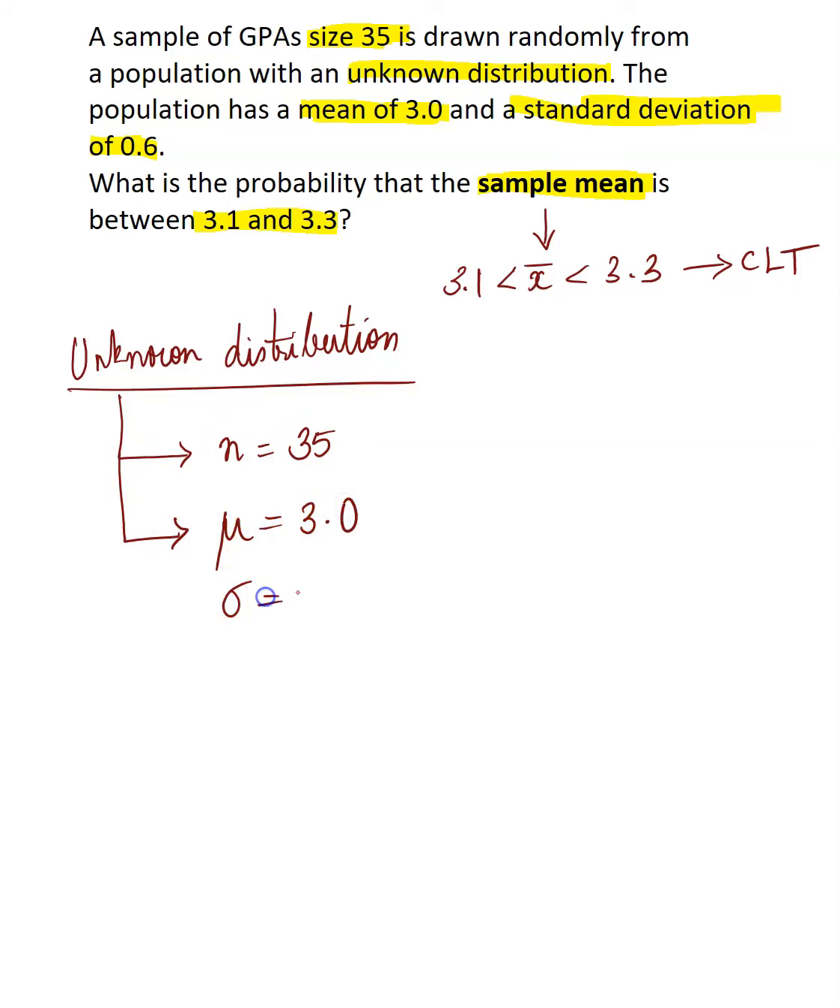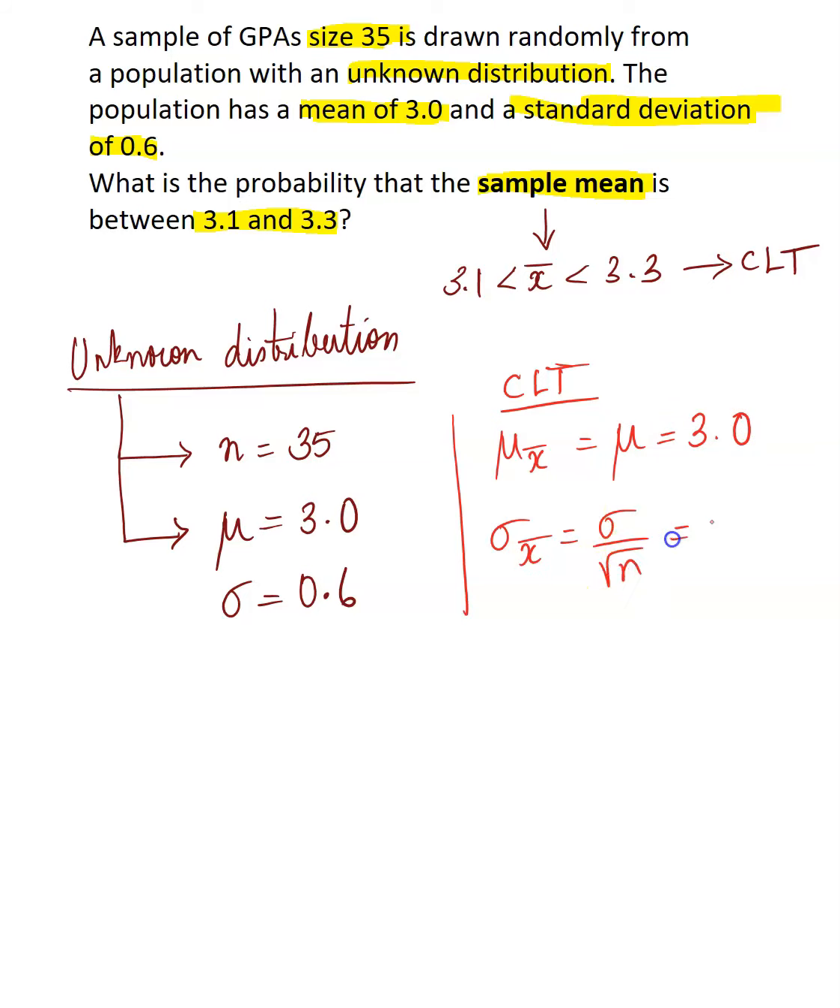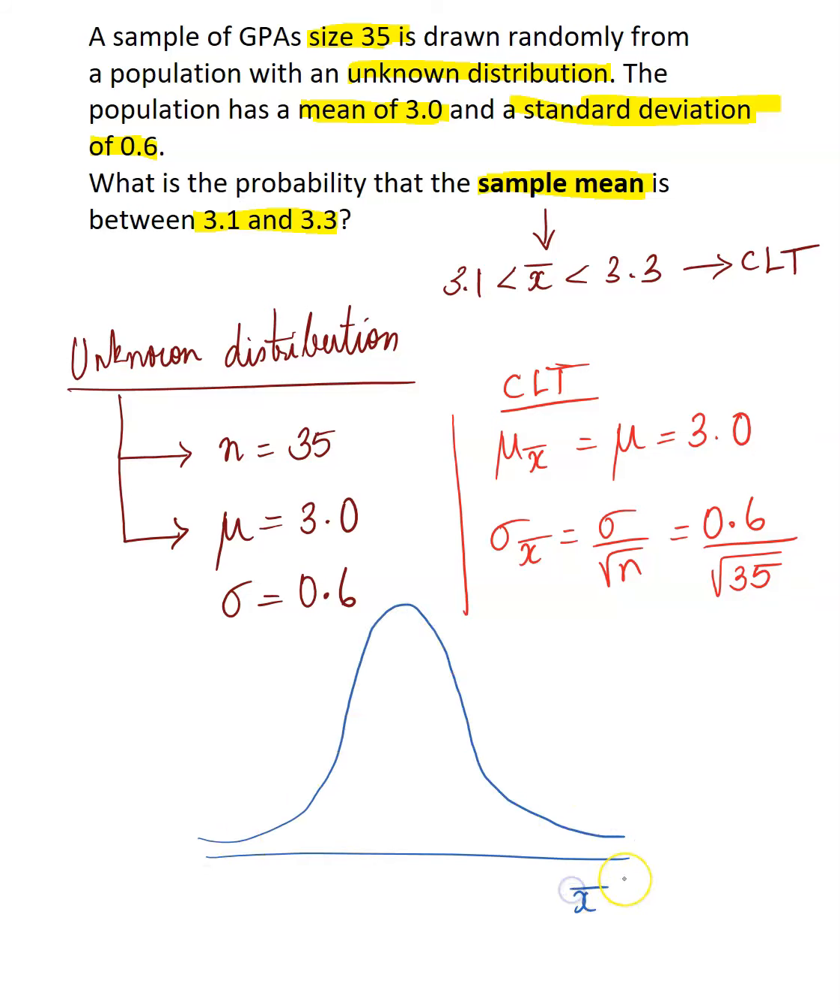So to get the corresponding mu x bar for CLT, mu x bar will be the same as mu, which is 3.0, and sigma x bar will be sigma over root n, which is 0.6 over square root of 35. And then let's draw the graph. This is for x bar because it's CLT. The mean mu is 3.0, mu x bar, and then the sigma x bar.